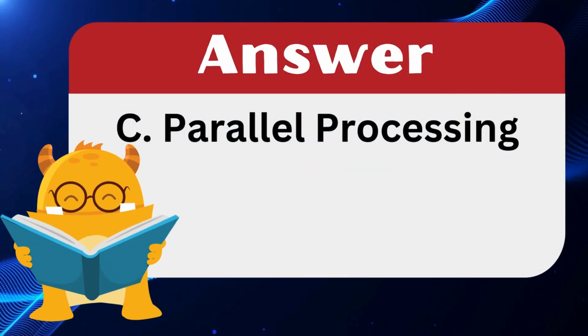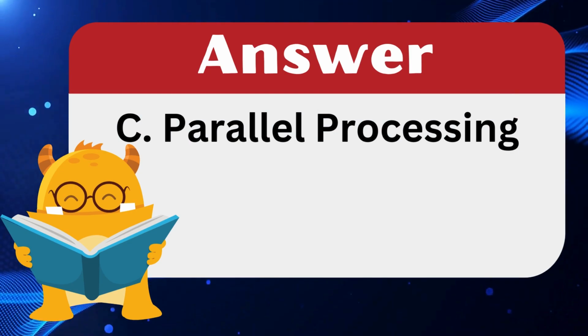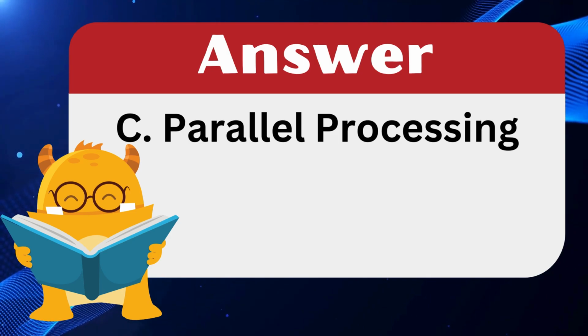C. Parallel processing. Parallel processing is the theory that the brain processes multiple visual aspects concurrently.